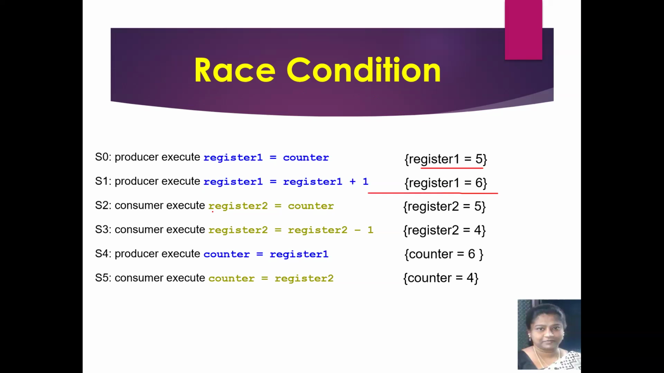Now let's say, since producer and consumer are going to execute concurrently, the consumer executes register 2 equal to counter. So register 2, according to the consumer process, counter is 5, right? So register 2 is now 5. Now the consumer executes register 2 equal to register 2 minus 1, which means register 2 will be 4. So according to the producer, register 1 is 6 and according to the consumer, register 2 is 4.